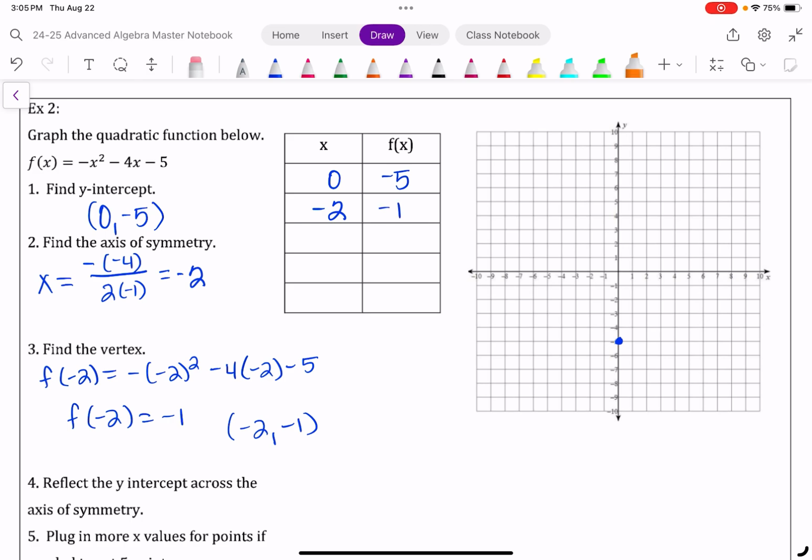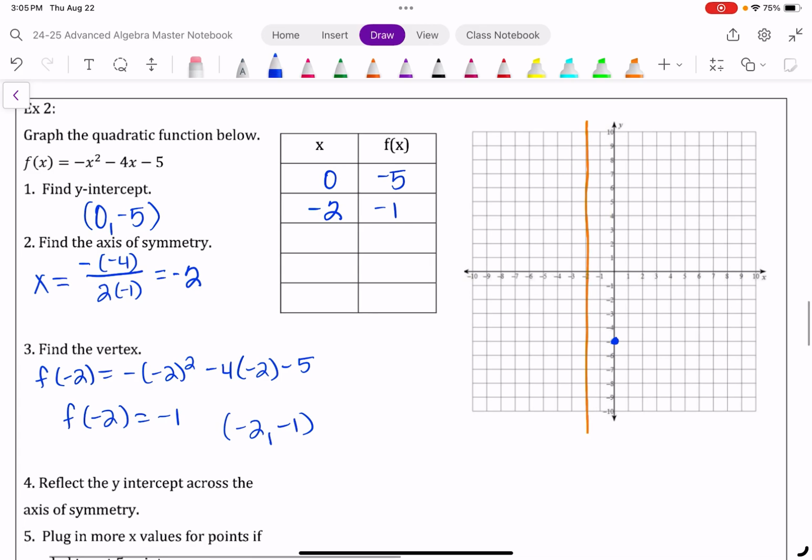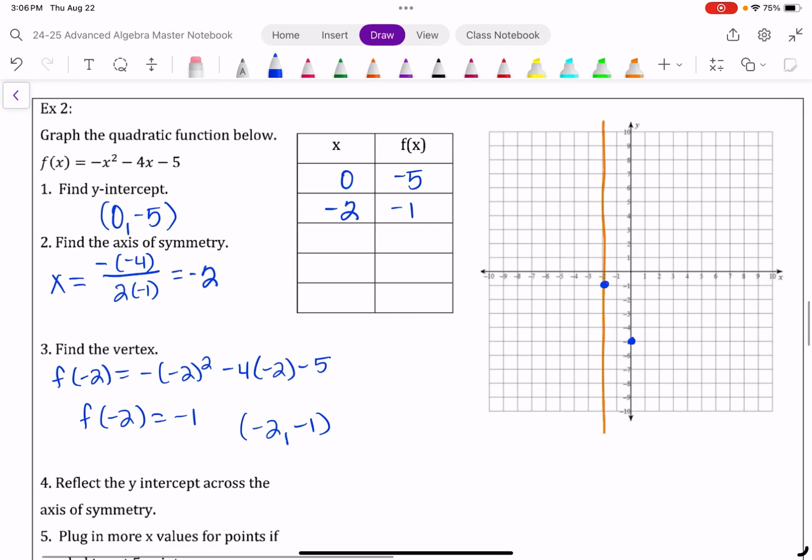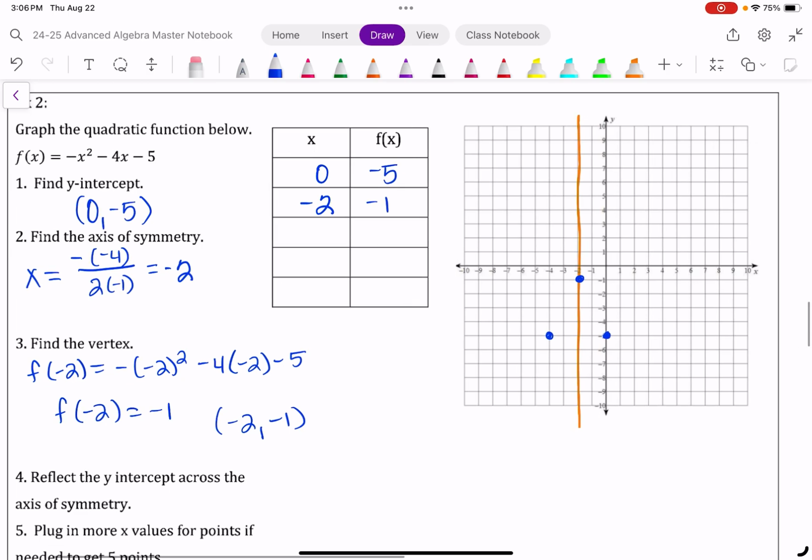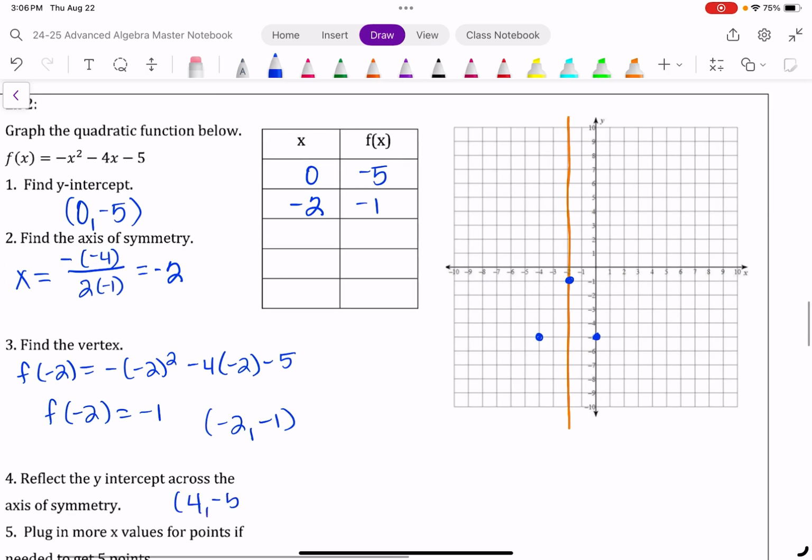Oh, almost forgot. I didn't draw my axis of symmetry. So (-2, -1). Okay, and then if I reflect across, I move 2, so I had to move 2 this way. So that would be (-4, -5). If I go to the table function and put that in, I get -3, -2, -1, -2.